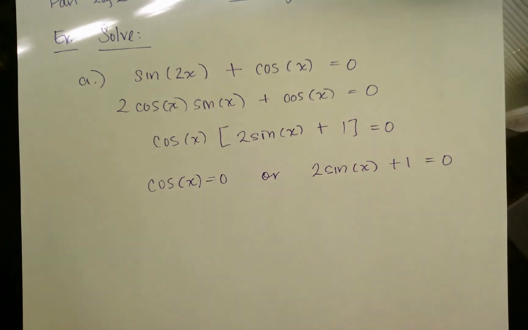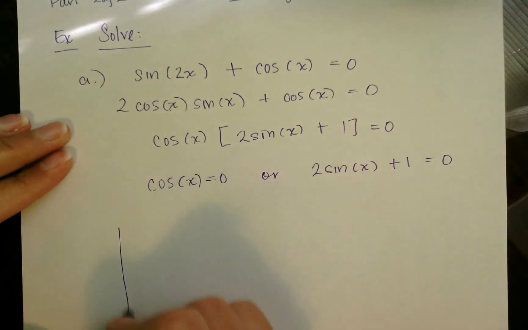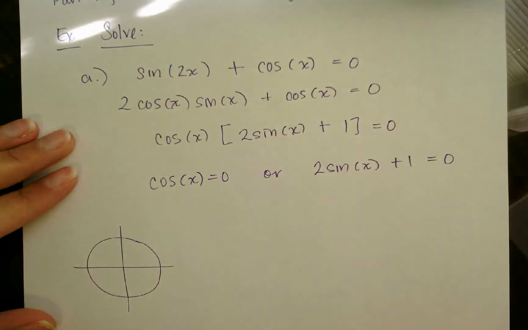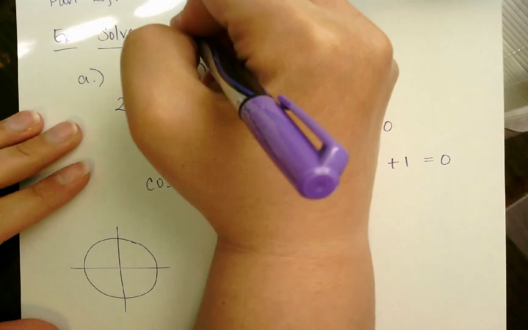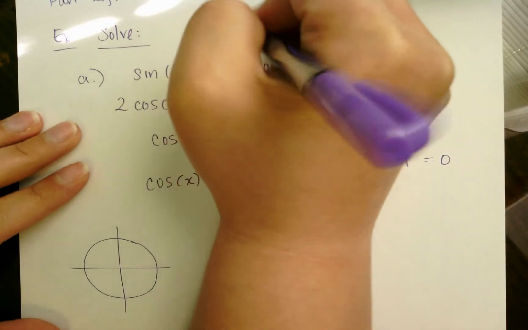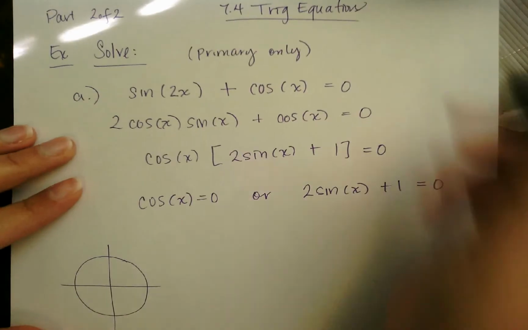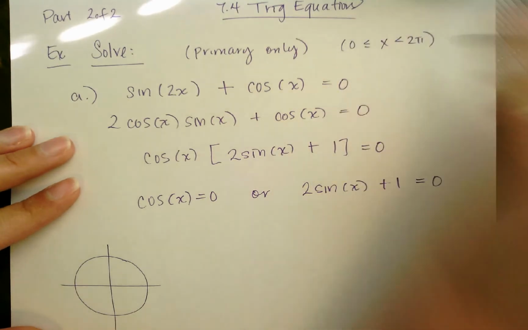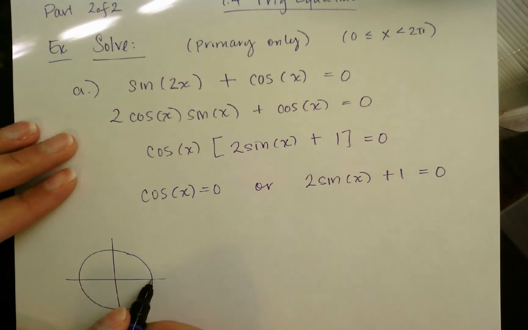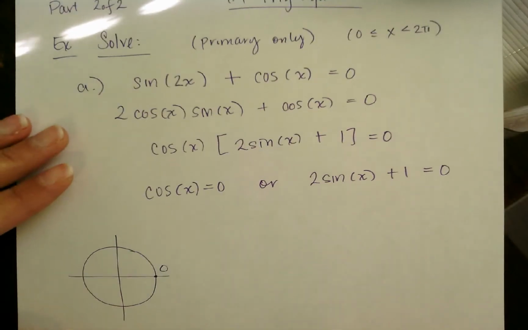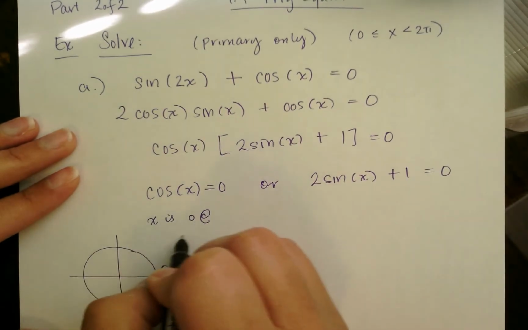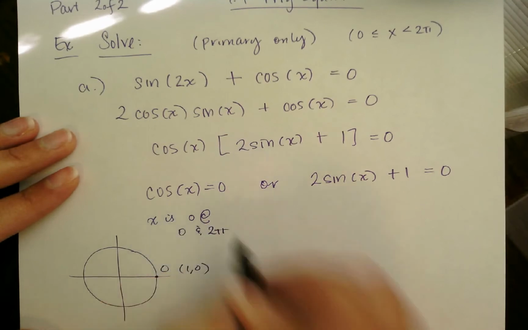Alright, so now we've got two equations to figure out. Cosine of x is 0. So where on the unit circle is your x value 0? Pi over 2 and 3 pi over 2. I'm just going to put primary only, so that's from 0 to 2 pi. So 0, right? And that's 1 comma 0. That's where x is 0, at 0 and 2 pi, right?